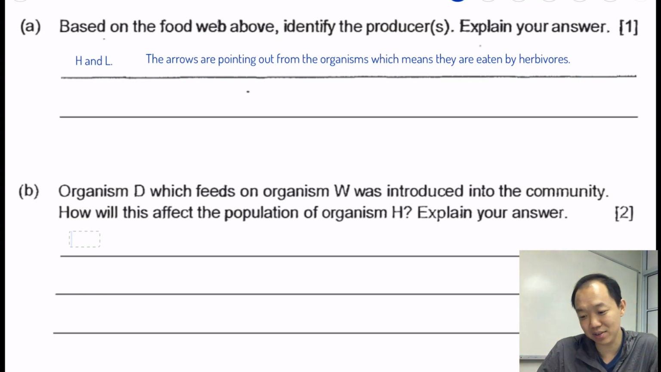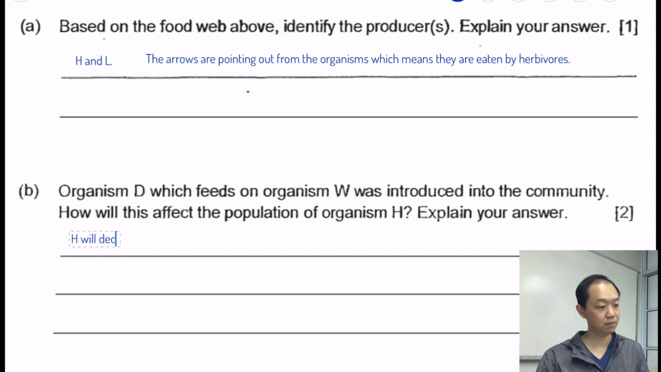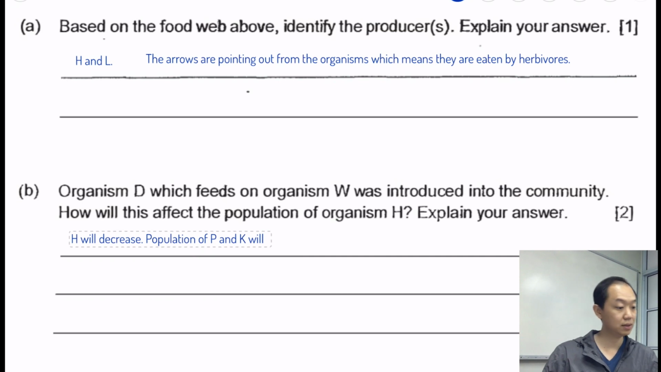Okay, D, which feeds on organism W, was introduced. How will this affect the population of H? D eats W. So W will decrease, right? So we say that when W decreases, P and K will increase, so H will decrease. Okay, why? Because the population of P and K will increase since W has decreased. Right? I know it's 2 marks, but that is the reason.